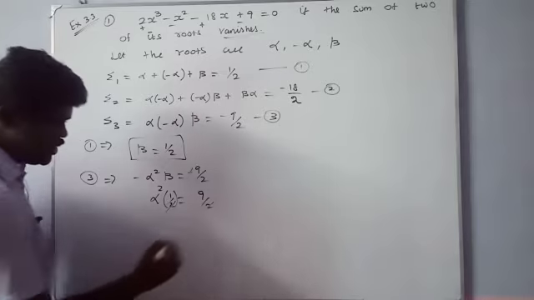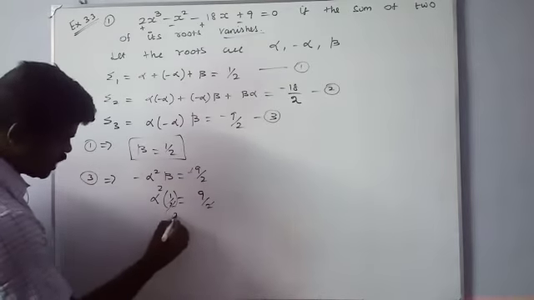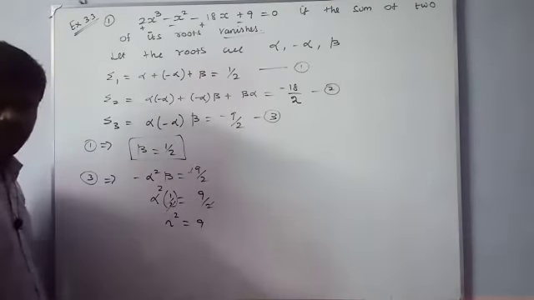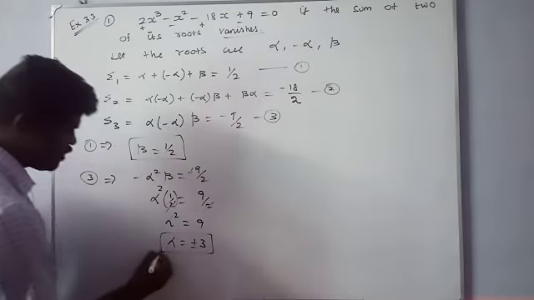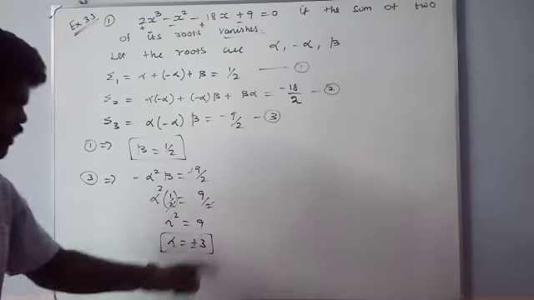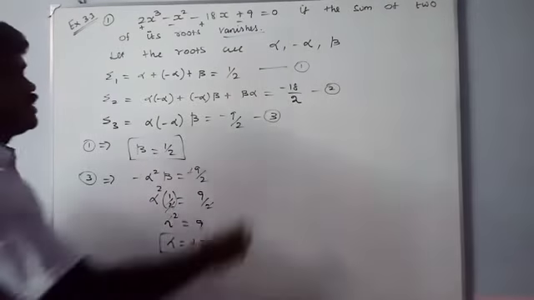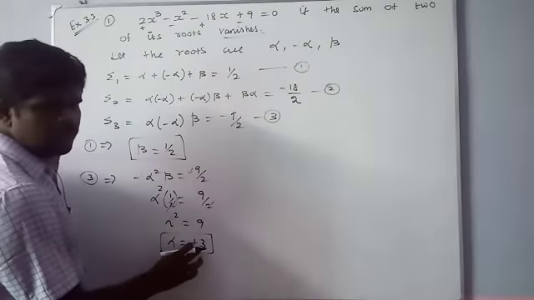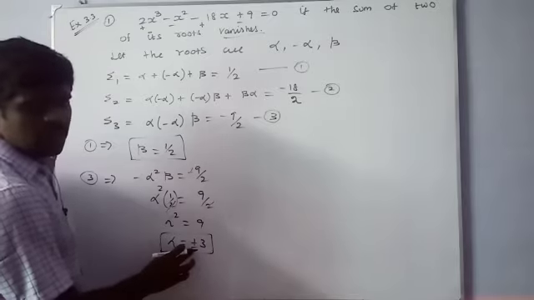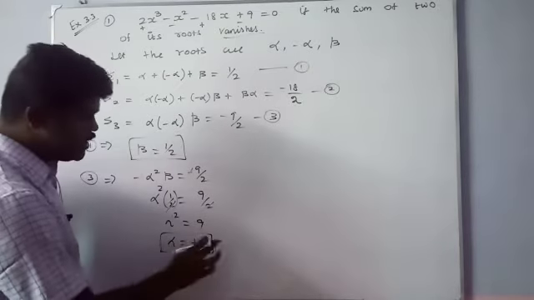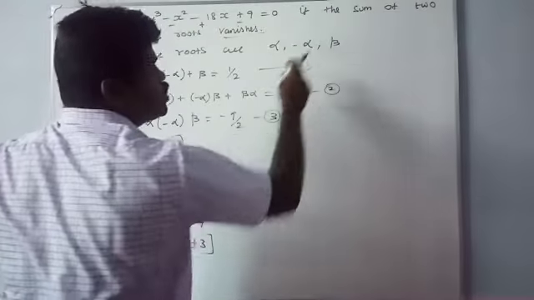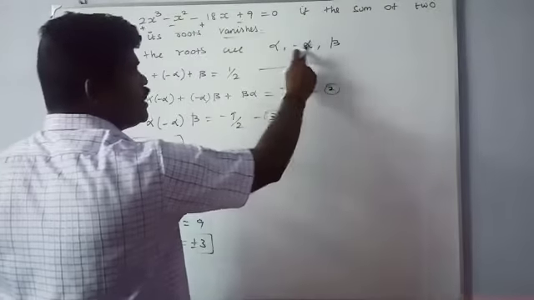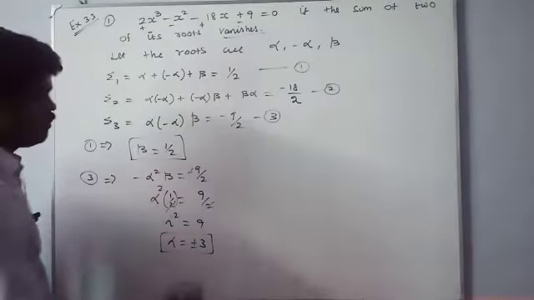Already cancel these two. What are the values? Alpha square equal to 9. Therefore alpha equal to plus or minus 3. We have two roots. Alpha equal to plus 3 and minus 3. If we take one value as plus 3 and another one as minus alpha, minus 3, add these two terms, totally 0. That's why the given sum of the two roots is 0. That's why we have to take alpha and minus alpha.